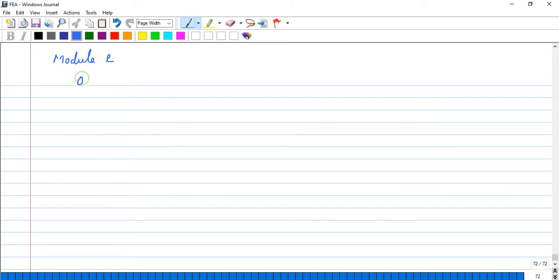the one-dimensional analysis of bar and truss elements. Okay, truss structures. So we consider these two structures and we shall discuss its analysis, one-dimensional analysis.